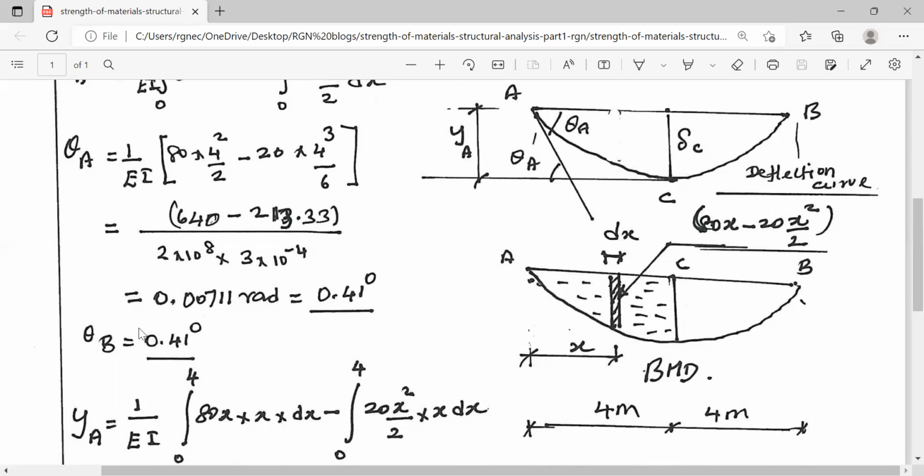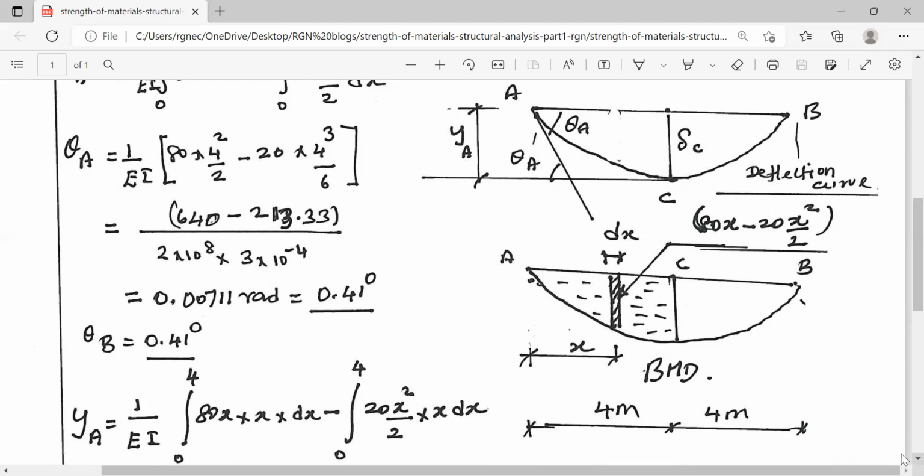Similarly, theta B, the slope at the other end, is also equal to theta A, that is, 0.41 degrees. This is because of the symmetry. So by applying Mohr's theorem between the 2 points A and C, we are able to get the value of theta A because theta C happens to be 0.